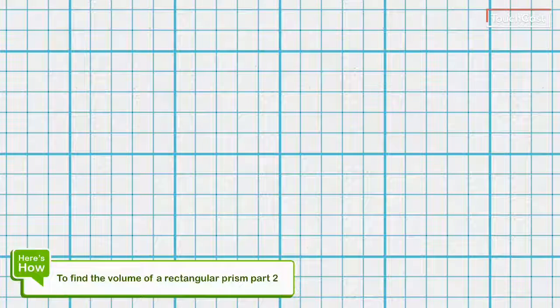Hello, this is Miss McCauley, and this is part 2 of finding the volume of a rectangular prism. Please check your answers from part 1 and then move on to finish the rest of this video. Complete the note check when you've finished.